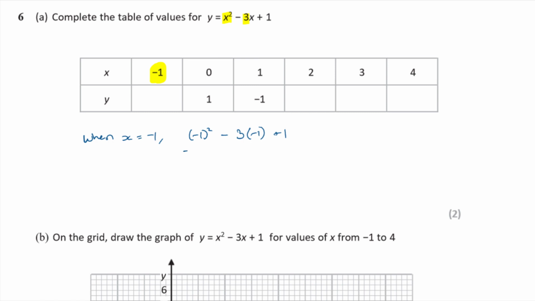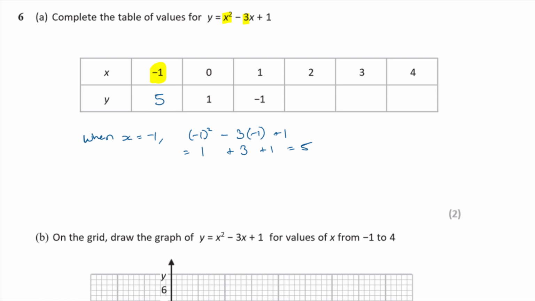Okay, well, minus 1 all squared is positive 1 because a negative times negative is positive. Negative 3 times negative 1 is positive 3. And then I've got plus 1 on the end. So 1 plus 3 plus 1, that comes to 5, doesn't it? So that means when x is minus 1, then y is equal to 5. Okay? Right, let's take the next one.